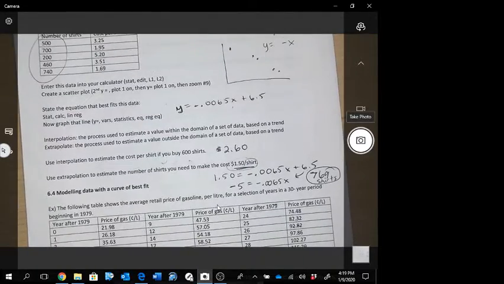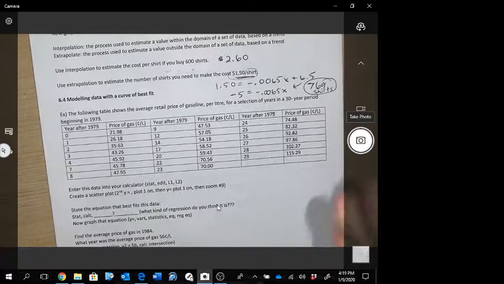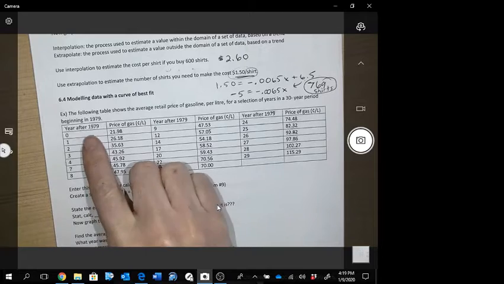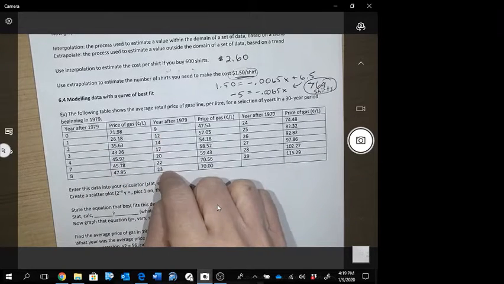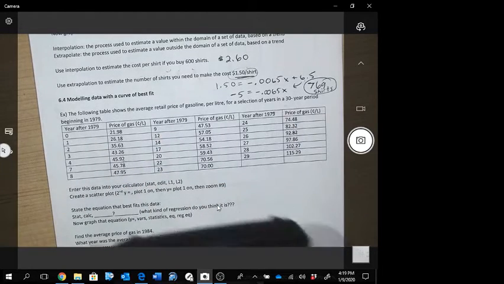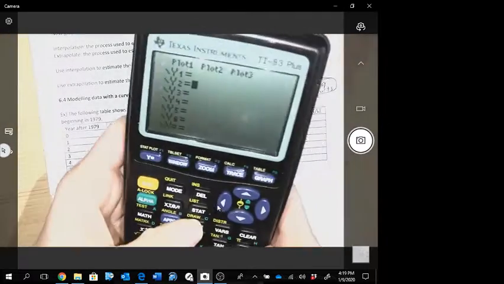Okay, 6.4. Modeling data with a curve of best fit. So we just did a line of best fit, so now let's see what happens with a curve. So we're going to enter this data into our calculator to get a scatter plot.